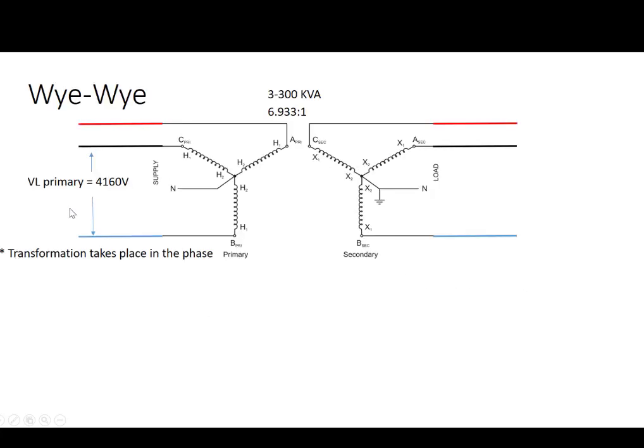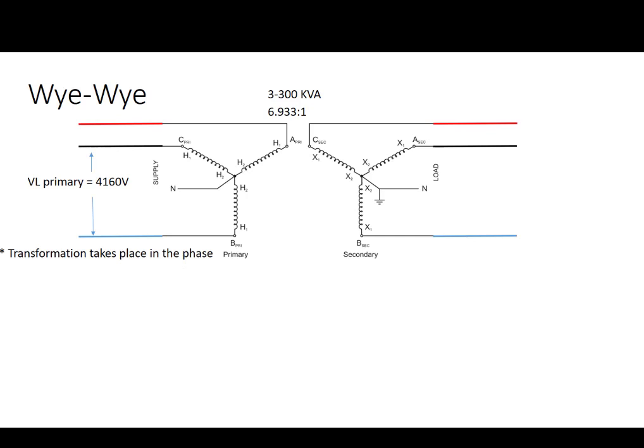Now we're going to take a look at this connection with a primary system voltage connected. The primary line voltage is 4160 volts. That is connected to our three H windings. And then we are going to get an output voltage from our three X windings. We have a ratio from primary to secondary of 6.933 to 1. And it's important to remember that that transformation takes place in the phase, from phase primary to phase secondary.